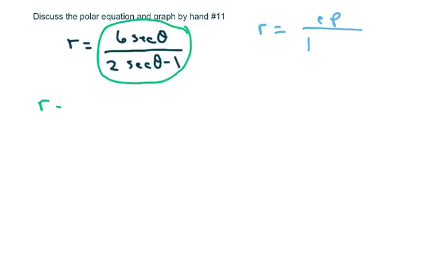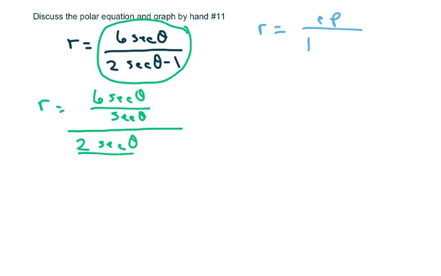So I'm going to write 6 secant of theta divided by secant of theta over 2 times secant of theta over secant of theta minus 1 over secant of theta. When you do that, you're going to get r equals 6 over 2 minus cosine of theta. So basically they just made a harder problem there. But basically there we go.